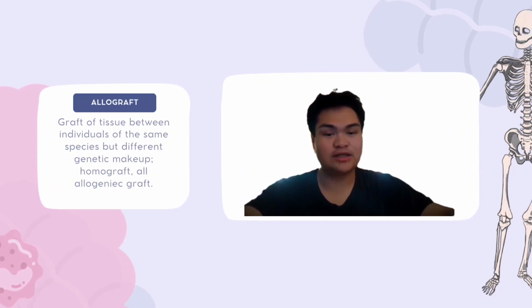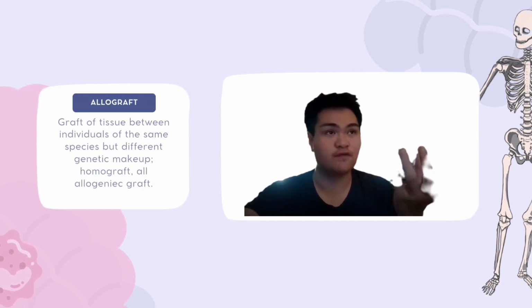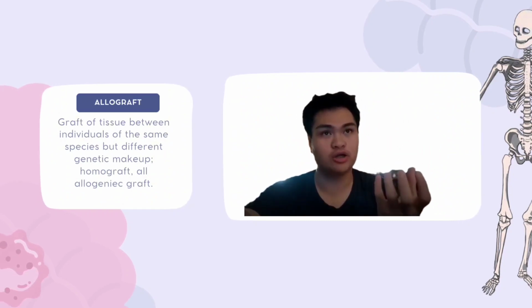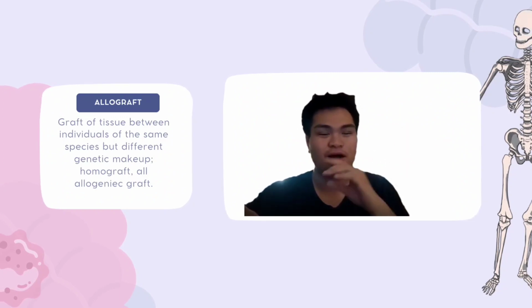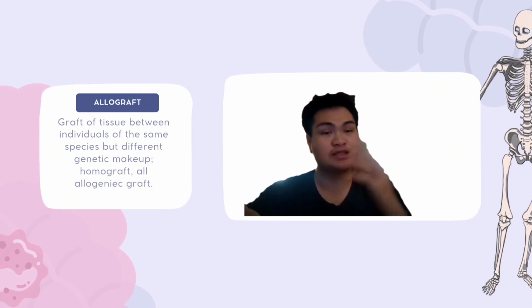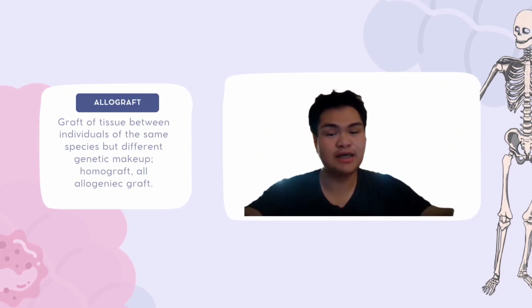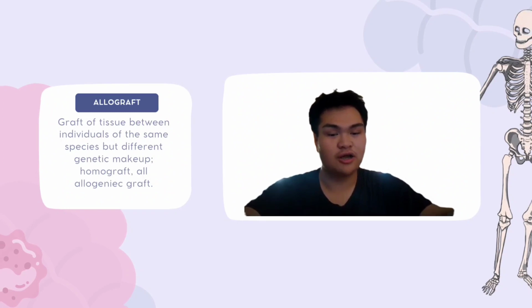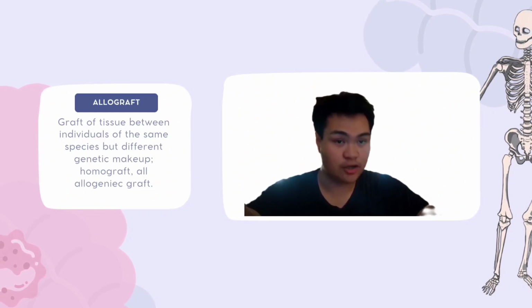It is a tissue that is transplanted from one person to another. For example, a portion of a liver from a living donor, or a whole portion of a liver from a deceased donor to a recipient of the same species. So in the basic explanation, an allograft is a transplant of an organ or tissue from an individual to another of the same species with a different genotype.